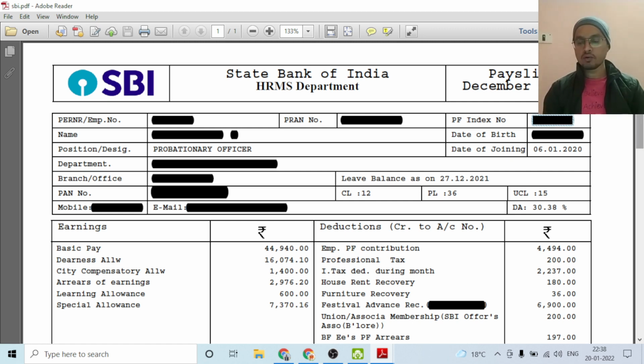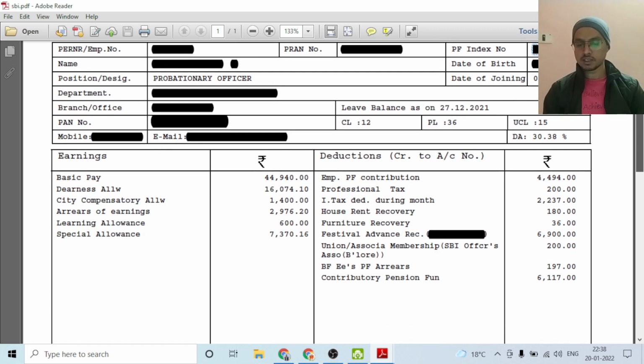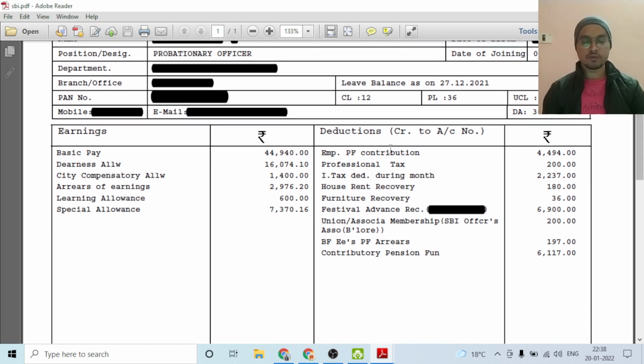Now again two columns will be there, earning and deduction. Now basic will be how much? 44,940 rupees. So you can see here that is very high. When you join any public sector bank, your basic will start with 36,000. But when you join the State Bank of India, your basic will start with 44,000. So obviously your basic will be high, then your gross earning will be high. DA will also be high.